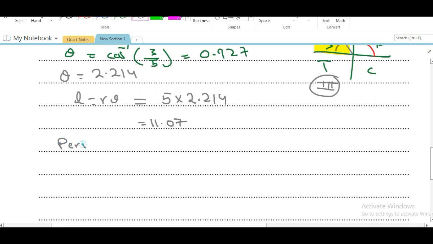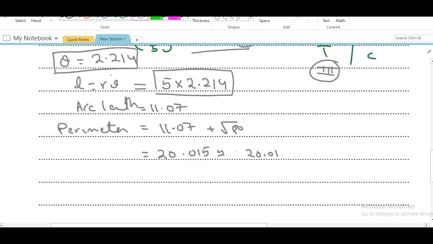Now the total perimeter is equal to 11.07 plus square root of 80, which is equal to 20.015. So the total perimeter would become square root of 80 plus 11.07, which is 20.01.